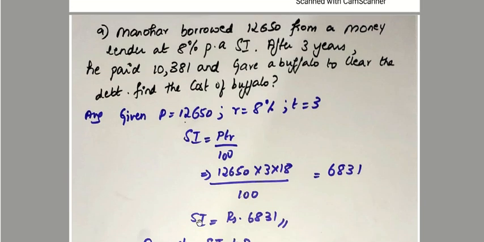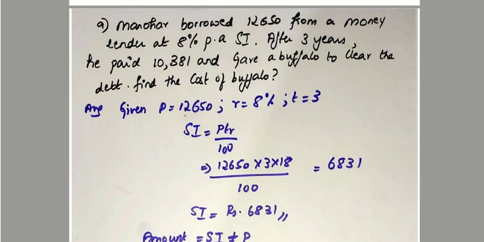So our next question: Manohar borrowed rupees 12,650 from the money lender at 8% per annum simple interest. After 3 years, he paid 10,381 and gave a buffalo to clear the debt. Find the cost of the buffalo. It is the same as your previous question. They have given the principal amount, rate of interest, the time, and they are telling he has paid the amount in cash and with a buffalo. So you are supposed to find the value of the buffalo.